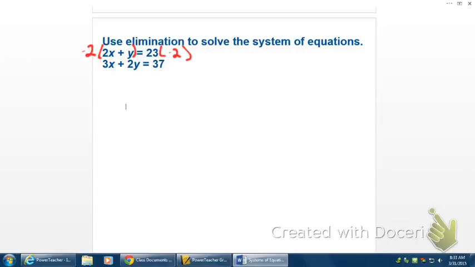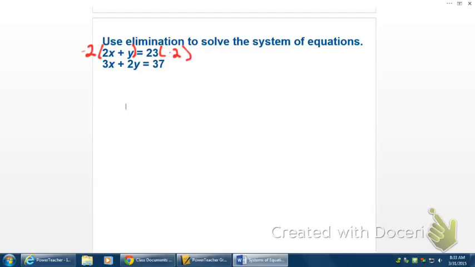What's going to happen to our y's if we multiply everything by -2? We're going to eliminate the y's if we multiply the whole top equation by -2, because -2y and a positive 2y cancel out. They eliminate. Okay? That's what we're after.